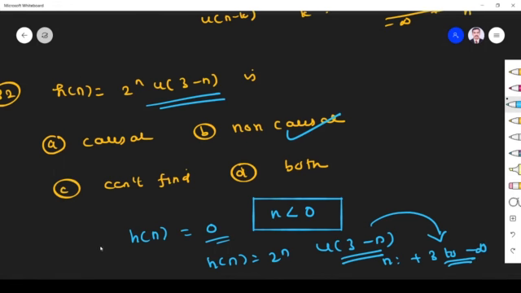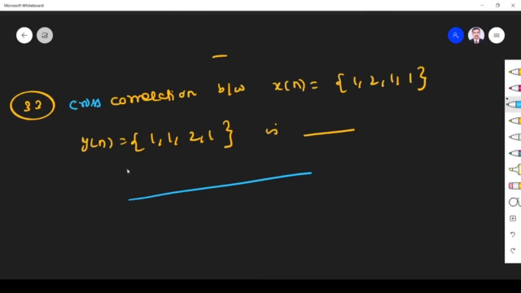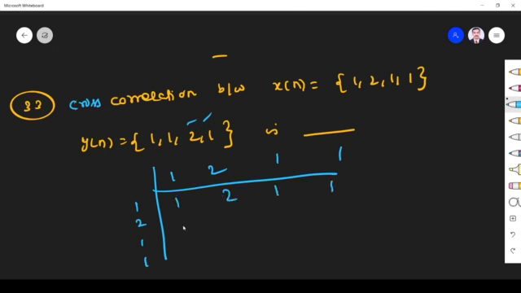Next one, the cross correlation between x of n and y of n. Cross correlation means x of n you put as it is, like what we do for convolution. So x of n is 1, 2, 1, 1. For y of n you have to take y of minus n, so time reverse. So write in the reversal order, 1, 2, 1, 1. Now multiply. Similarly you do what we did in convolution.